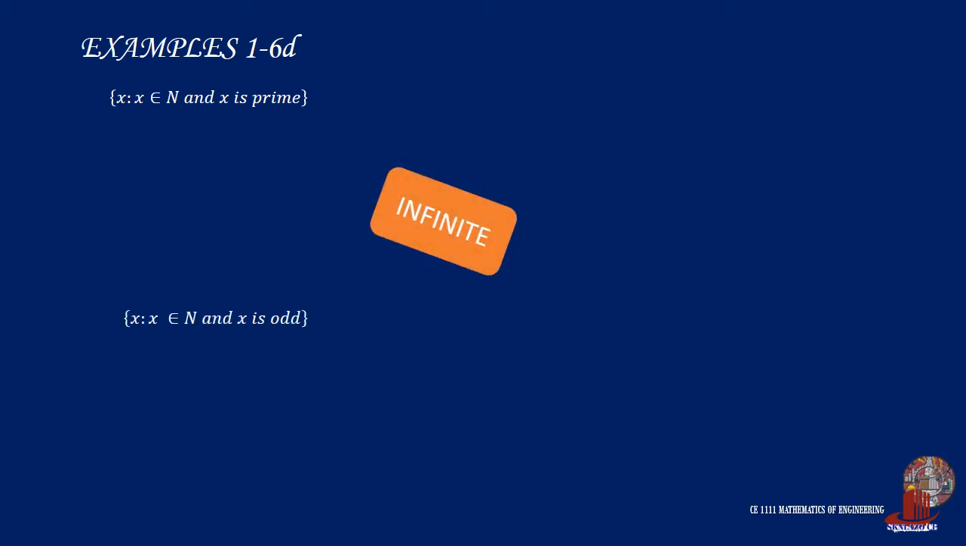Moving on to the next examples. A set for all the values of x, where x belongs to a natural number and x is prime. The given set is the set of all prime numbers, and since the set of prime numbers is infinite, hence the given set is said to be infinite. Another example, a set for all the values of x, where x belongs to a natural number and x is odd. Since there are infinite number of odd numbers, hence the given set is also infinite.